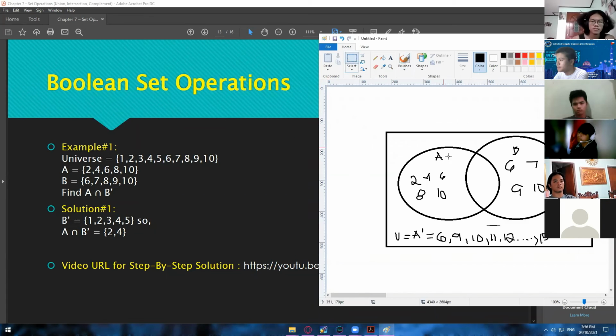Okay, then after that, you can check them side by side. What are their commonalities maybe? So they're common with 8 and 10 and 6. 6, 8, 10. Okay, and then you can now put it right here. All right, and then for the B complement, so all we need to do is get everything.